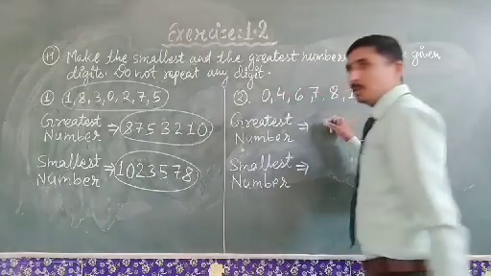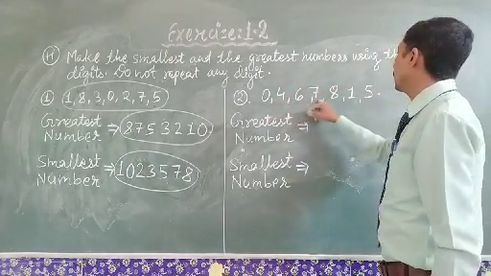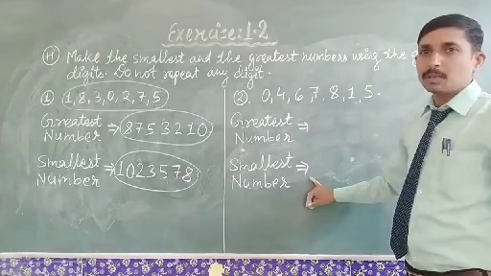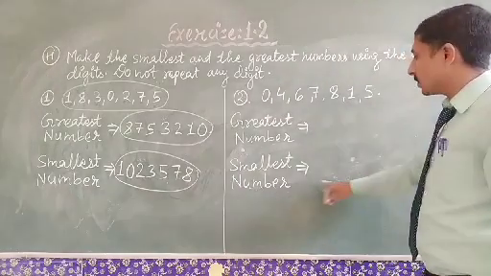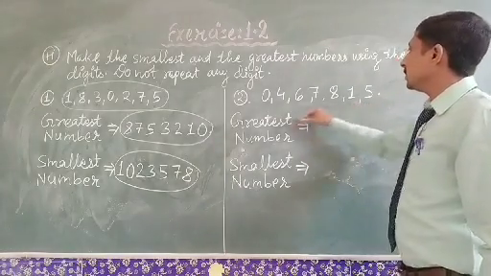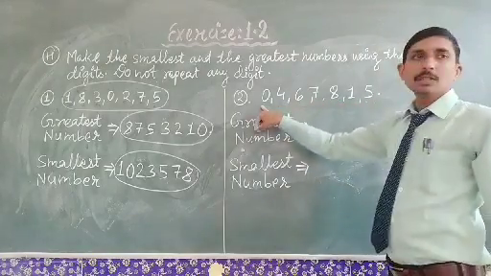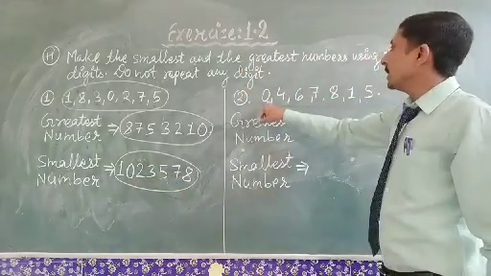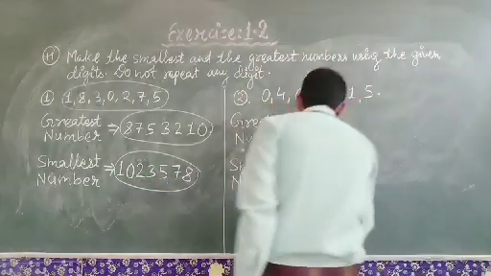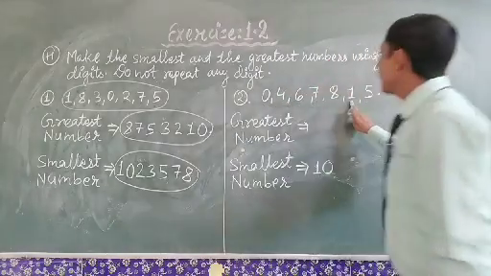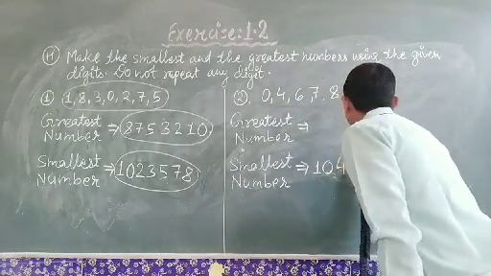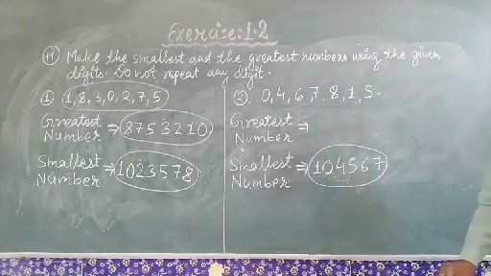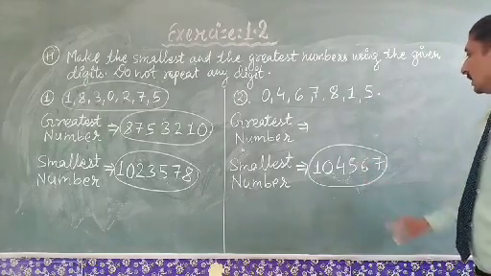Now come to question number 2. In question number 2, you see 1, 2, 3, 4, 5, 6, 7, a 7-digit number is given here. First of all, we have to make the smallest number. So what we have to do? Write the smallest digit on the extreme left. You see in the given digits, 0 is the smallest, but we don't write 0 at the beginning. So the digit bigger than 0 is 1. So write 1. Then write 0. After that, write 4. Then 5. Then 6 and 7.